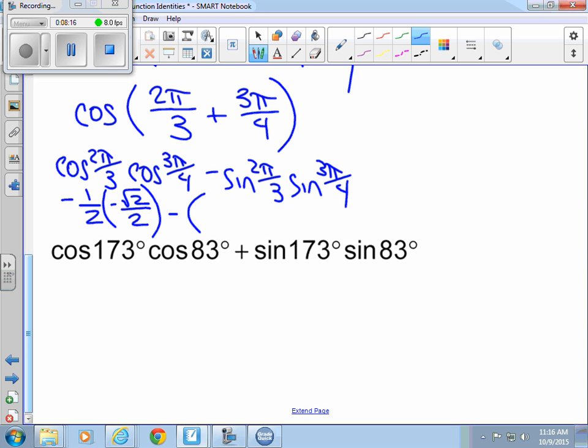Sine of 2 pi over 3. Sine is positive in the second quadrant, isn't it? So what's sine of a 60-degree angle? And it is positive, again, because we are in the second quadrant. Positive radical 2 over 4 minus radical 6 over 4.